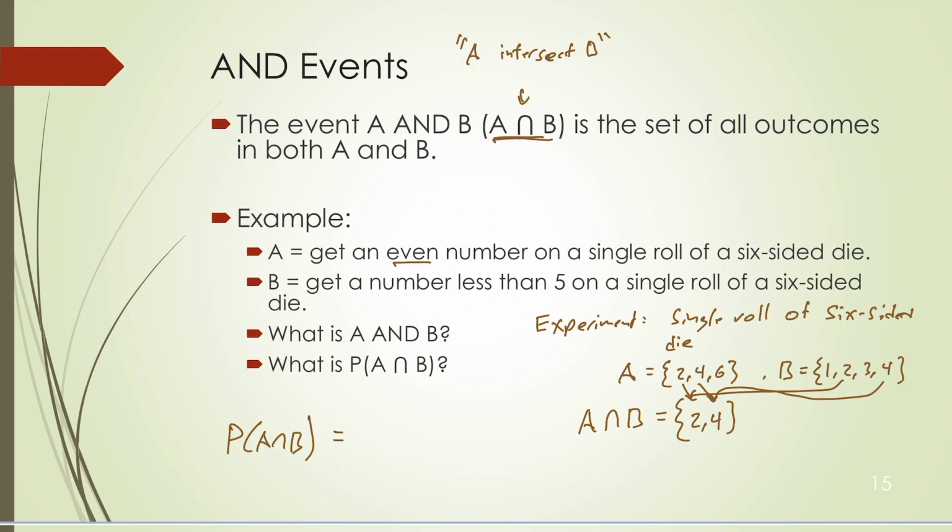Okay, so what's the probability of A intersect B? So that's going to be 2 over 6. The 2 there is the total number of outcomes in A intersect B, A and B. There's only 2 outcomes, and the total number of possible outcomes is 6. So that's going to be the denominator.